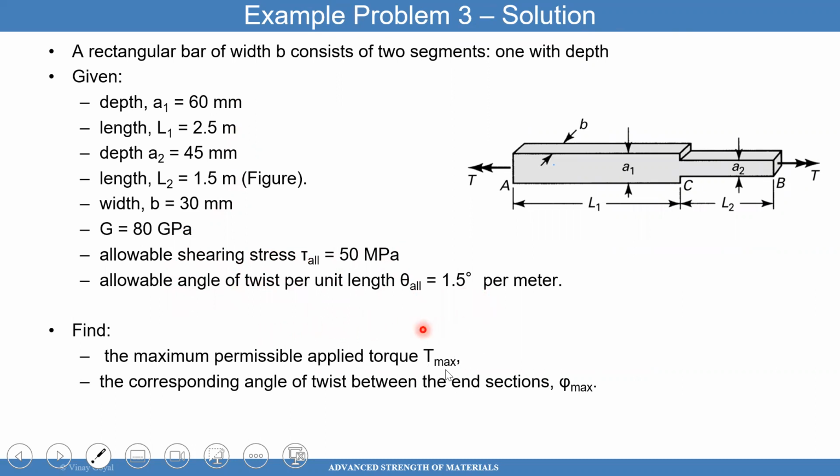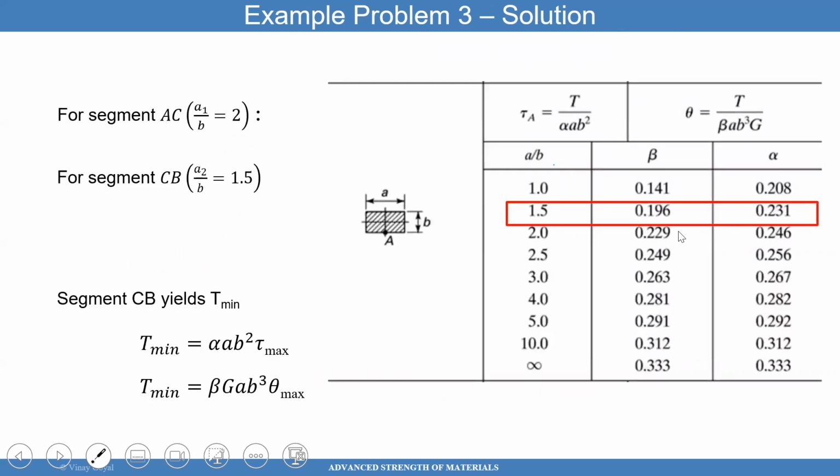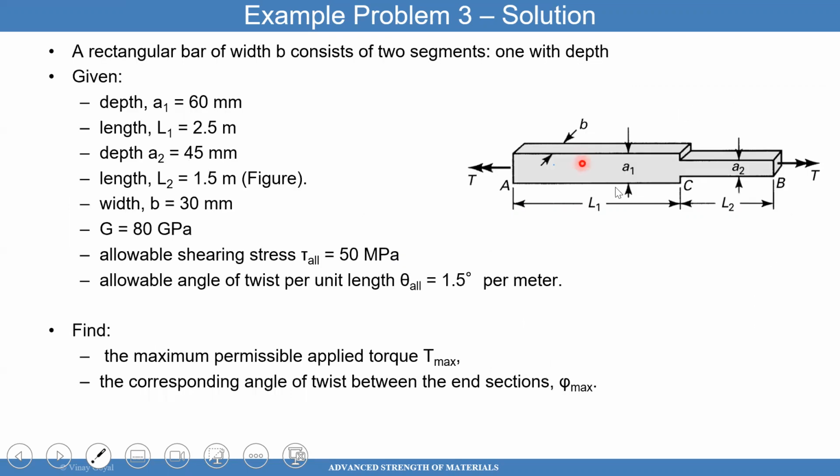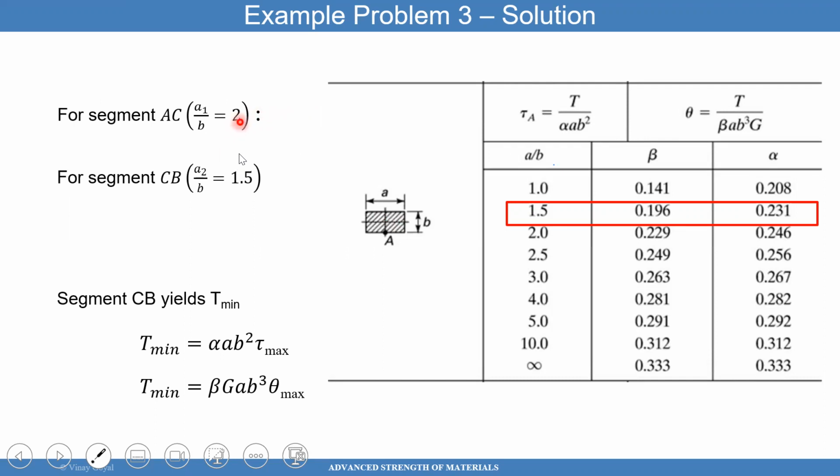So they're telling you, hey, what is the max torque I can apply to this system? In this case, I'm not applying a torque in the center. I'm applying on the edges. And they're asking, hey, what is the corresponding angle of twist between the 2 sections? So right here, what's the angle of twist there? So that's actually a very easy problem. All you have to do is look at the cross section for section 1 and then for section 2. And when you do that, you'll find that A1 over B is 2 and A2 over B is 1.5.